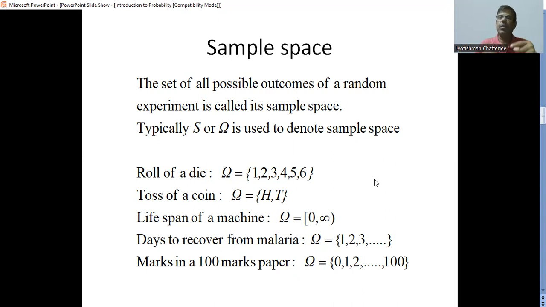What happens if I toss a coin? In that case, the sample space will be the set consisting of head and tail. So H and T.